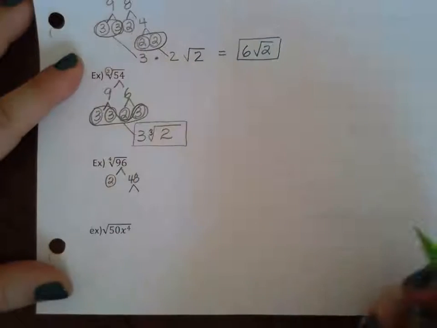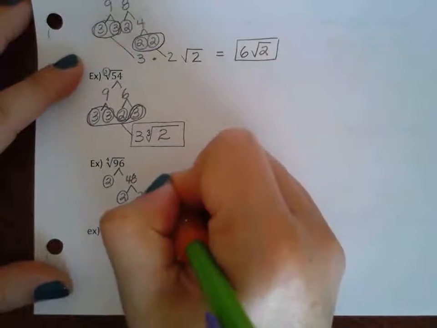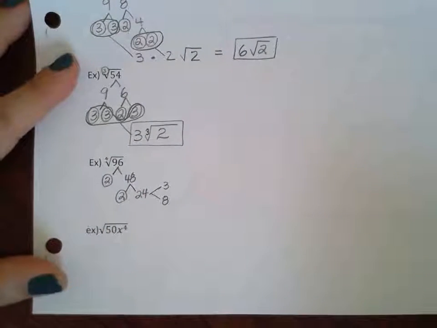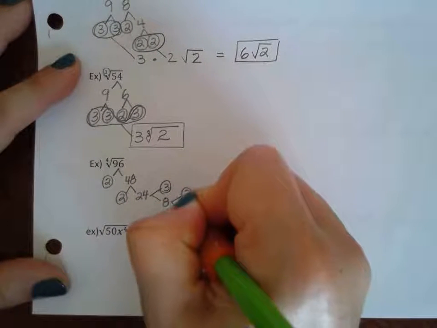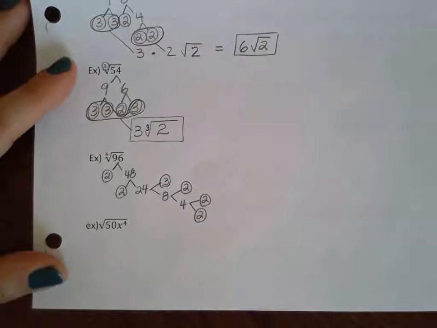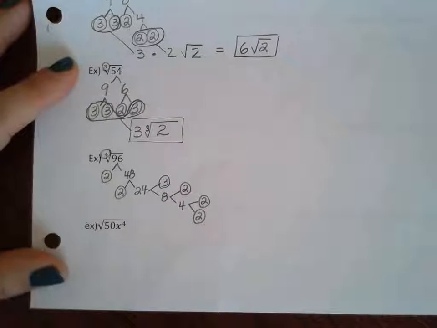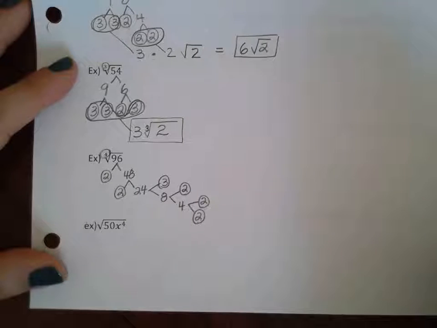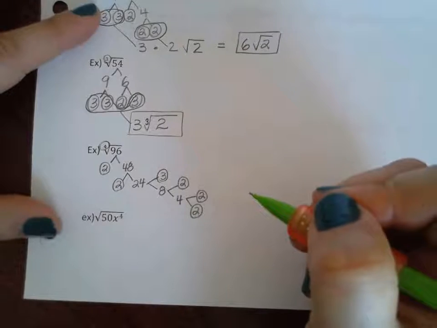So let's do, how about 2 and 24? And then from there, I'm going to do 3 times 8. I'm going off to the side a little bit because I'm running out of space. 3 is prime, 8 is not. 8 is 2 times 4, and 4 is 2 times 2. Okay? So I've got a lot of numbers in there. I'm looking for groups of 4. I only use these prime numbers. So I'm trying to find 4 of the same number. Looks like I've got at least 4 2s here.